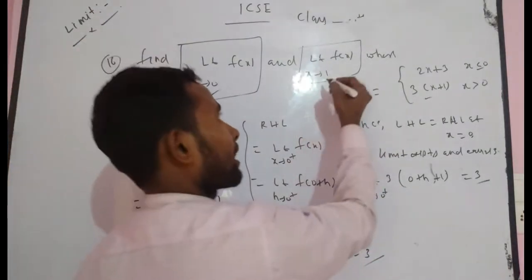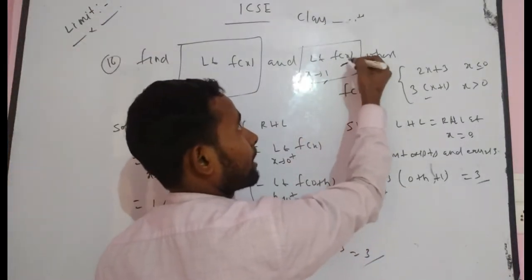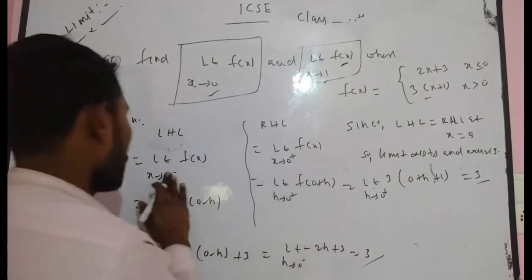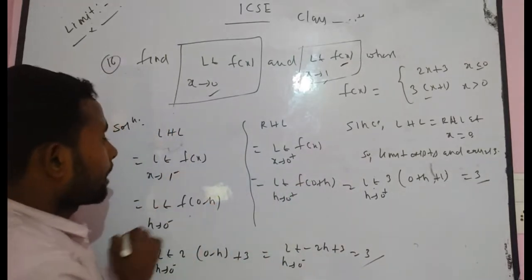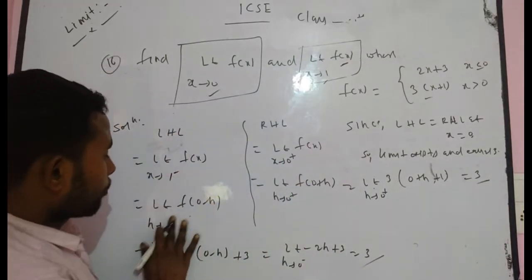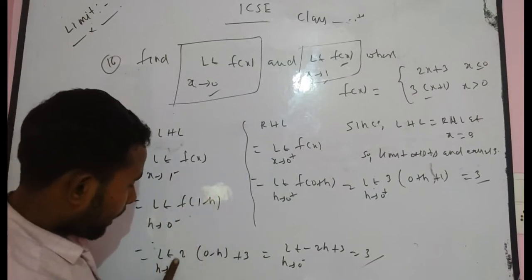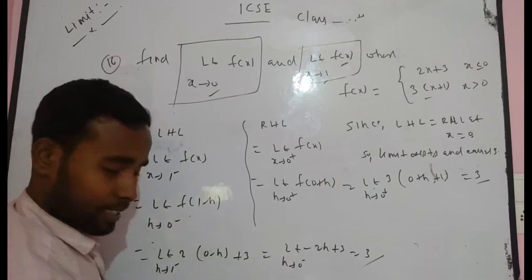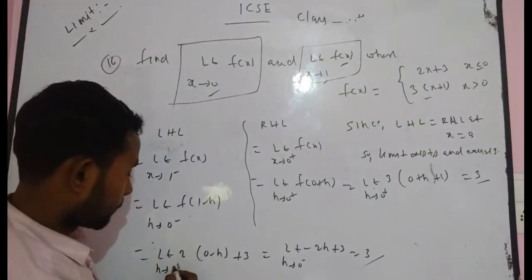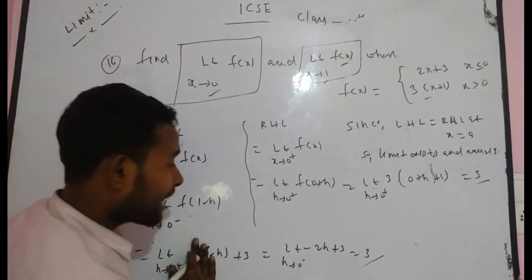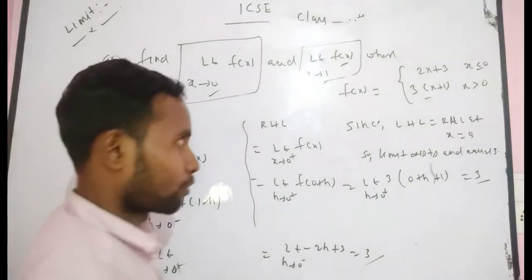Now I want to find the limit x tends to 1 f(x). Now you have to take the LHL from the left at 1, that means 1 minus x. Here 1 left hand side, sorry, at 0. Now there is a simple problem for you.